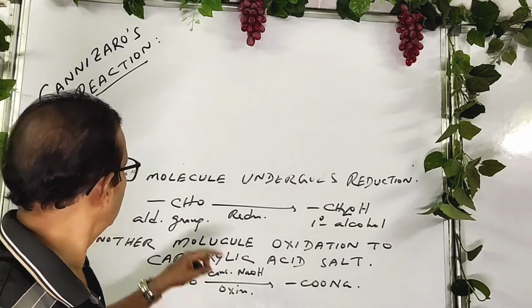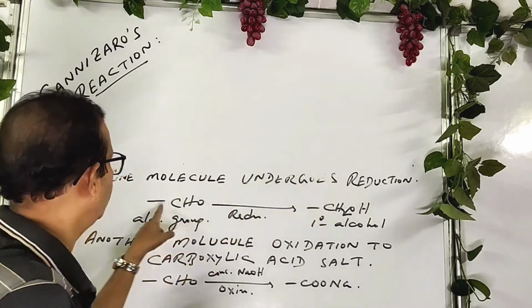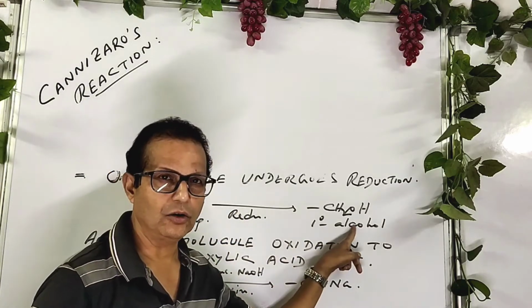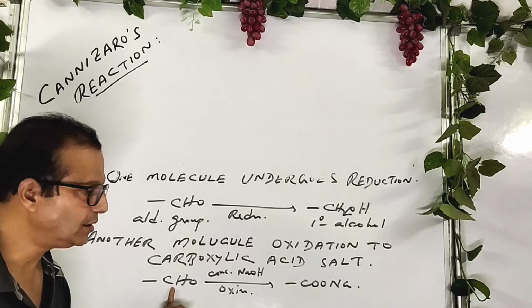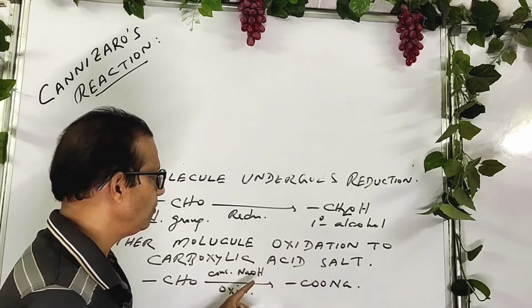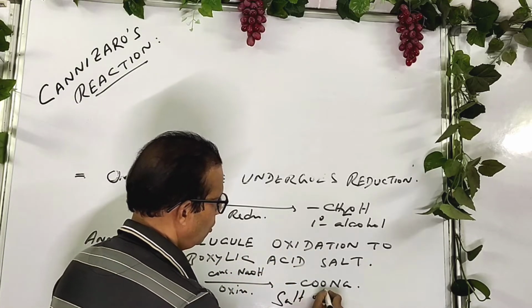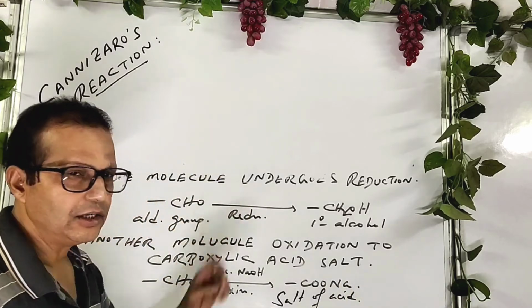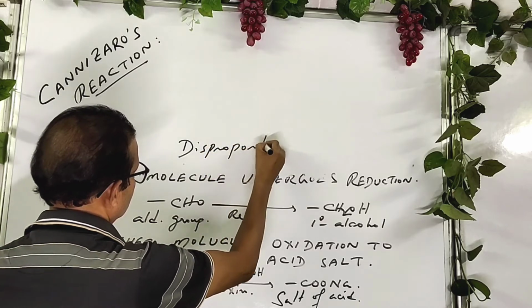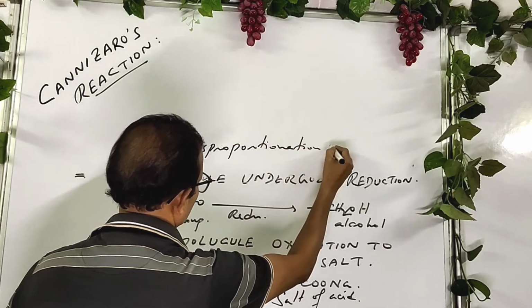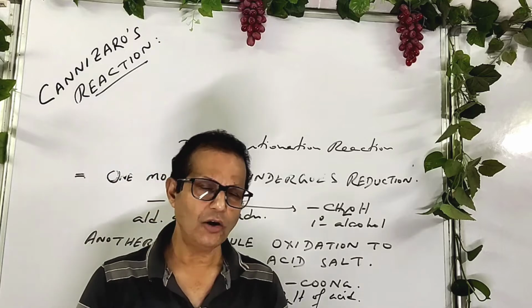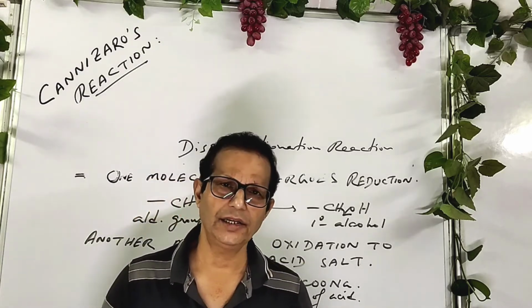During Cannizzaro reaction, one molecule undergoes reduction. So aldehyde group reduces to primary alcohol. Another molecule of aldehyde oxidizes to salt of carboxylic acid. This is a salt of acid. That's why Cannizzaro reaction is an example of disproportionation reaction, okay? How to remember the Cannizzaro reaction? Listen the technique.